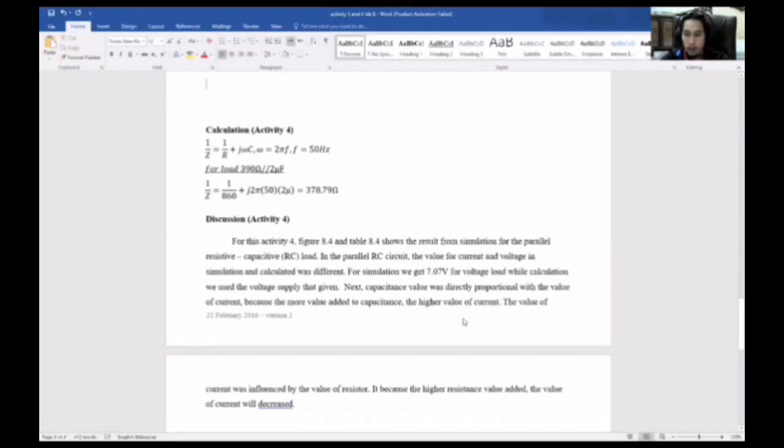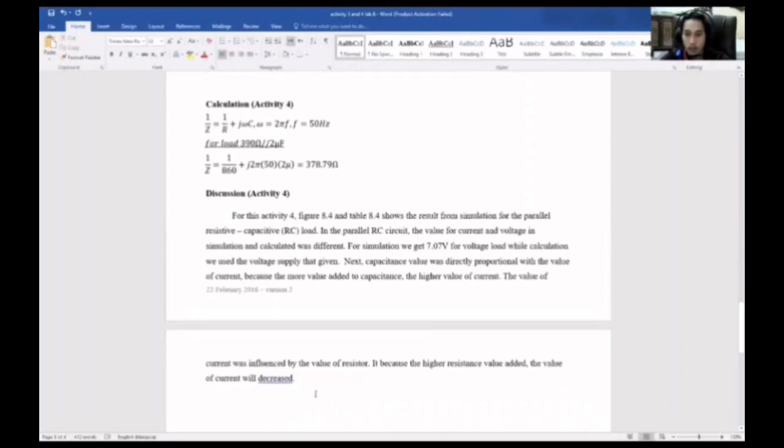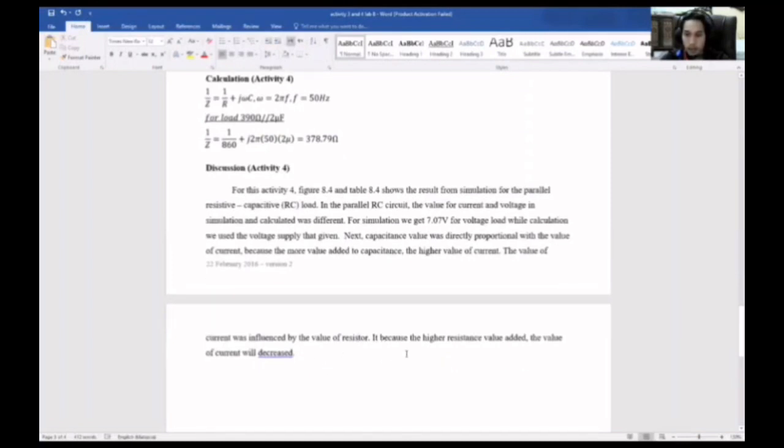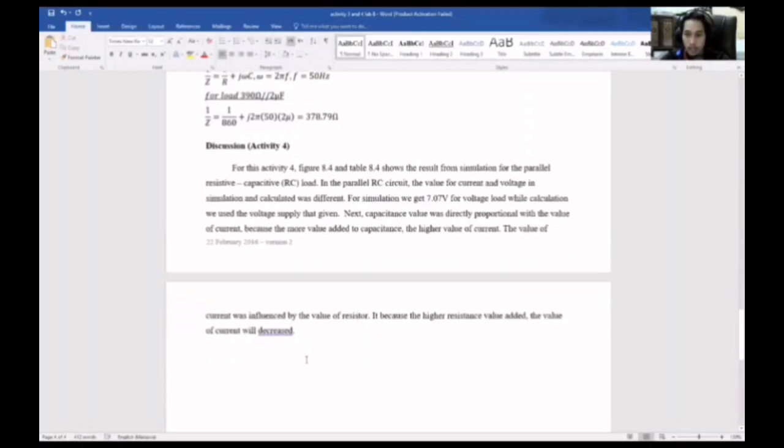Okay, next, capacitance value was directly proportional with the value of current, because the more value added to capacitance, the higher value of current. So the value of current was influenced by the value of resistance. It is because the higher resistance value added, the value of current will decrease.